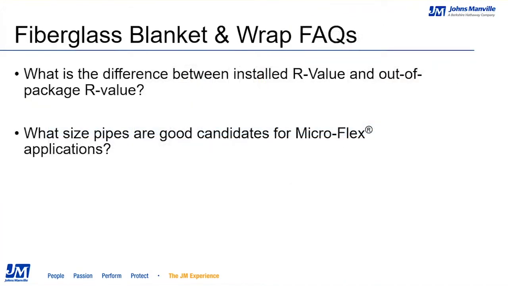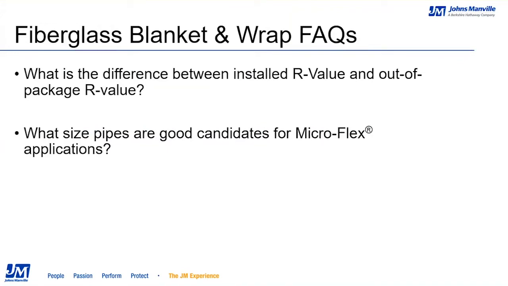Some frequently asked questions about fiberglass blanket and wrap. Question number 1, what is the difference between installed R value and out of package R value? Duct wrap is typically intended to be applied to a rectangular or square-shaped duct. Duct wrap is pulled snugly around the duct during installation to avoid sagging and to give the wrap a relatively tight fit around the duct.